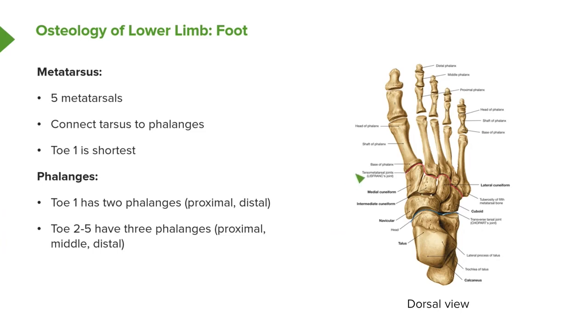These connect to the phalanges, and toe 1 is the shortest here. Toe 1 is the shortest metatarsus, so it's not as long as the 2, 3, 4, and 5. For the phalanges, it's a similar arrangement as we had in the hand. So toe 1 has 2 phalanges, a proximal and a distal, and toe 2 to 5 has a proximal, a middle, and a distal. And this is repeated from toes 2, 3, 4, and 5.